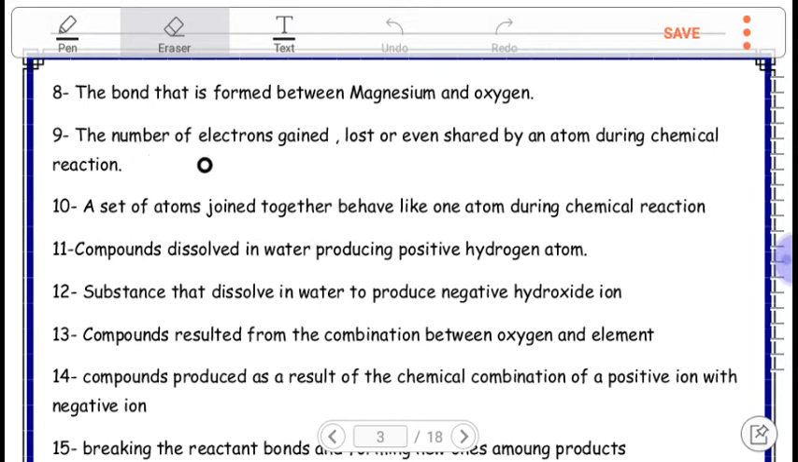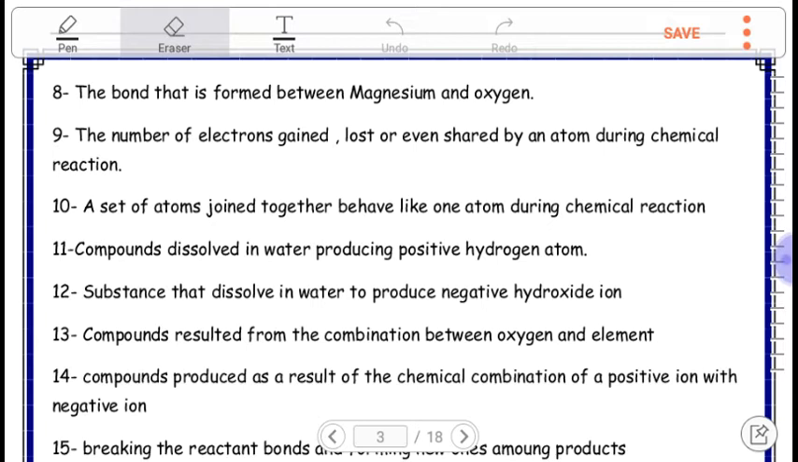Number 9, the number of electrons gained or lost or shared by any atom during the chemical reaction. So it's valency. Number 10, a set of atoms joined together behaves like one atom during the chemical reaction. A set of atoms together is called an atomic group.